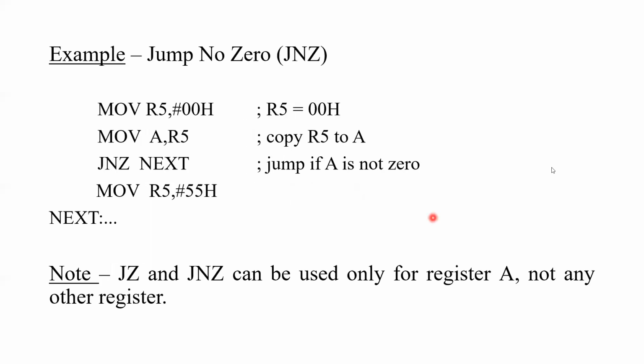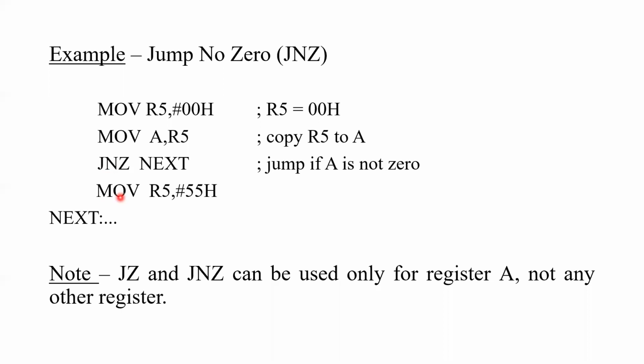Next, we have jump no 0. Move R5 comma hash 00 H. Move A comma R5, so that accumulator will have a value of 00 H. Now jump no 0 next. Since the accumulator content is equal to 00 H, what will happen here? Since jump no 0, if the content of accumulator is not 0, then only perform the jump operation, right? But the accumulator content is 0. So it will go to the next instruction after the jump.